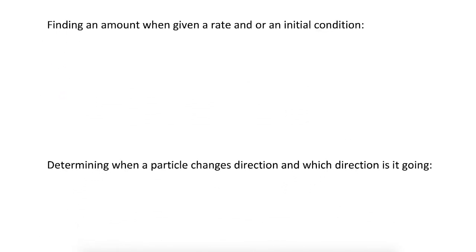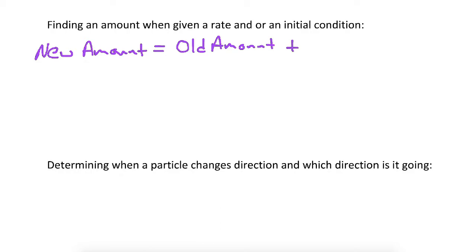Finding an amount when given a rate and an initial condition. I'm not sure this is going to be tested on the exam. However, I think it's really valuable to know because it will help bring some context and understanding. So the new amount is equal to the old amount plus the integral from the old x value to the new x value, in this case t values, of the rate dt.